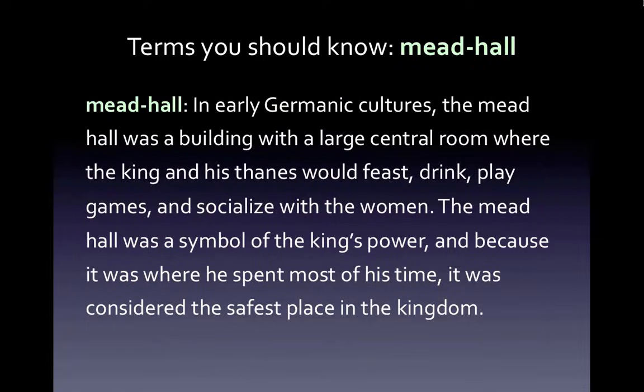In early Germanic society, the mead hall was a building with a large central room where the king and his thanes would feast, drink, play games, and socialize with the women. The mead hall was a symbol of the king's power, and because it was where he spent most of his time, it was considered the safest place in the kingdom.